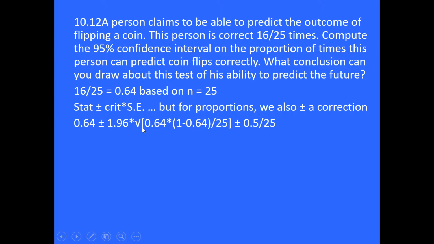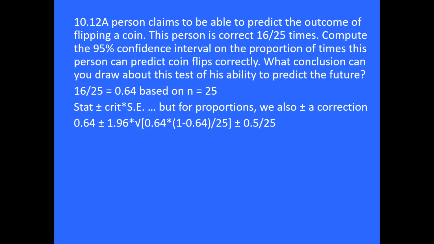The statistic, in this case, is the 0.64. That's a point estimate of how good this person is at predicting the outcome of a coin flip. What we're going to do is add and subtract the critical value. On a normal distribution, the critical value is 1.96. And then we multiply that times the standard error.